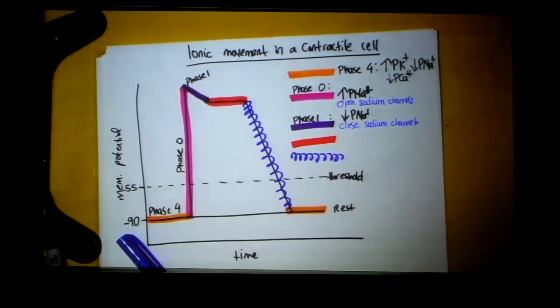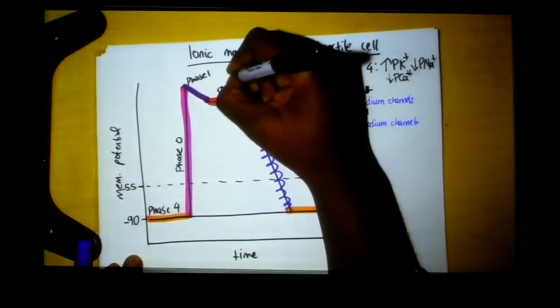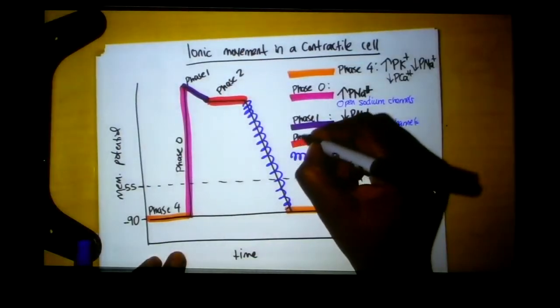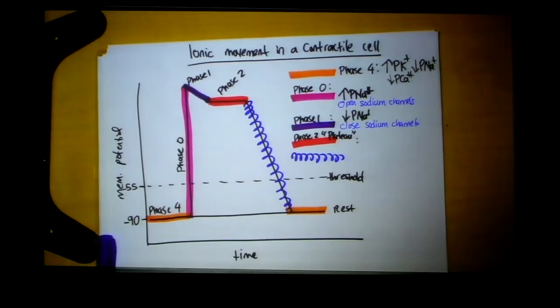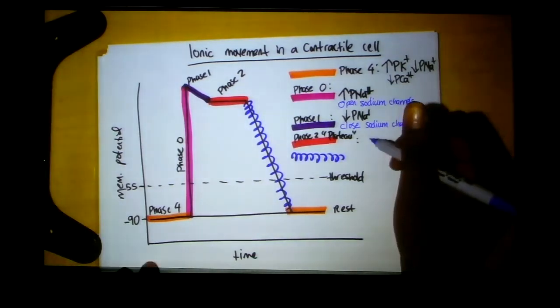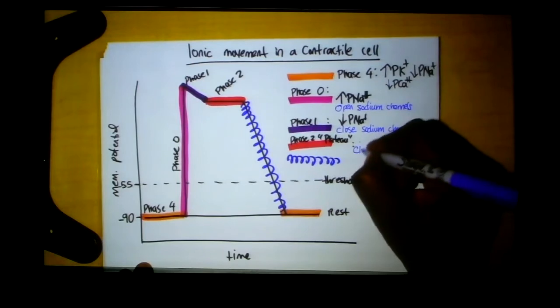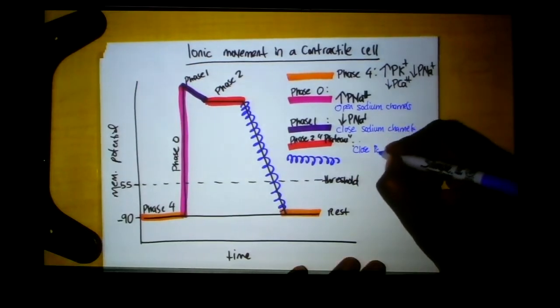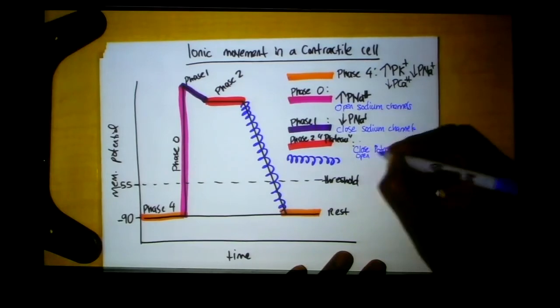There we go. Now, phase 2, which is also called the plateau phase, right? The plateau phase. Here, what we do is we open up our calcium channels and close our sodium channels, okay? So closing sodium channels is important because it's going to prevent closing potassium channels. So we had potassium channels open here. So we're going to close those potassium channels. And open calcium channels.